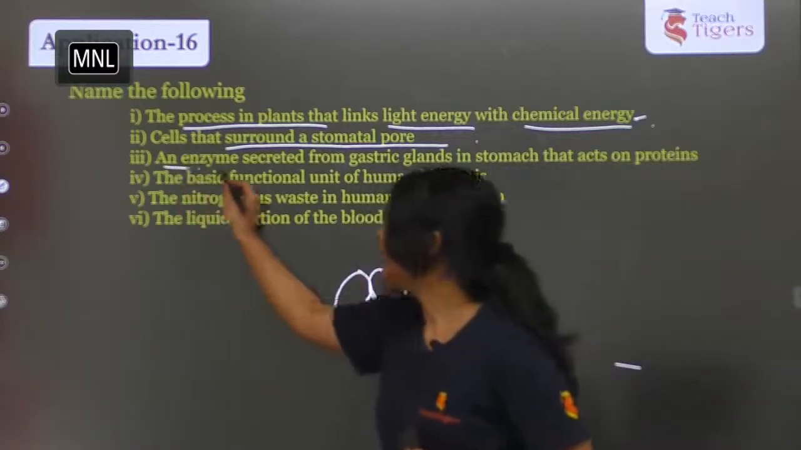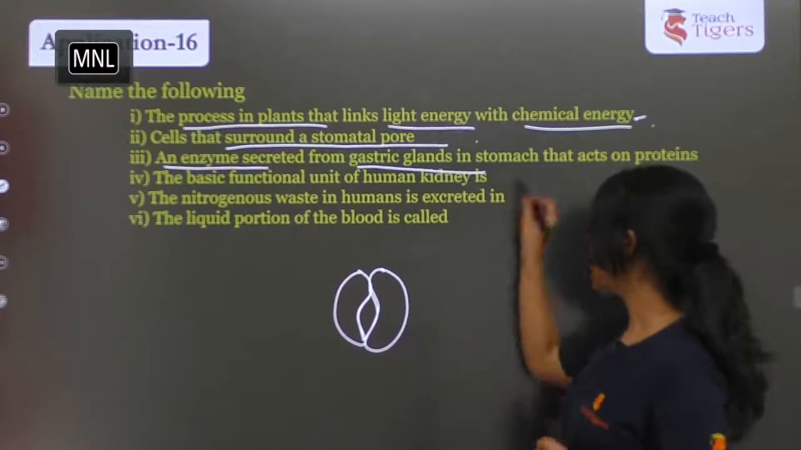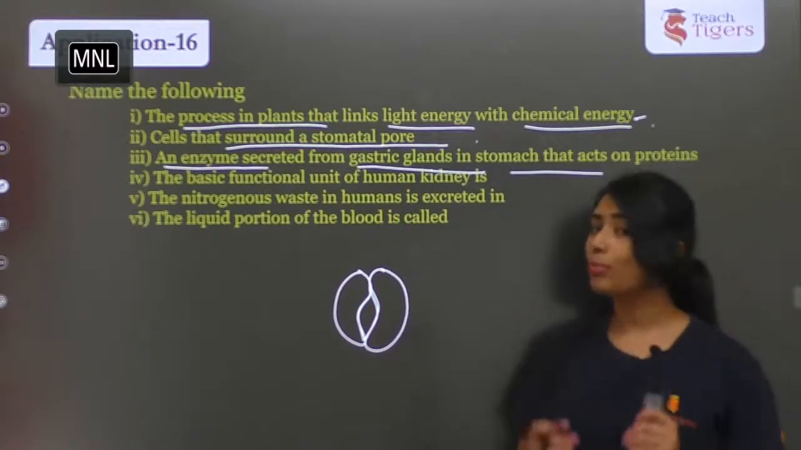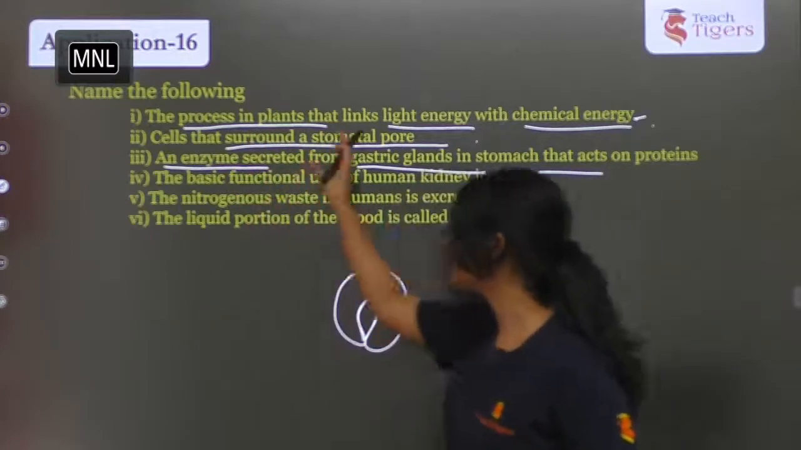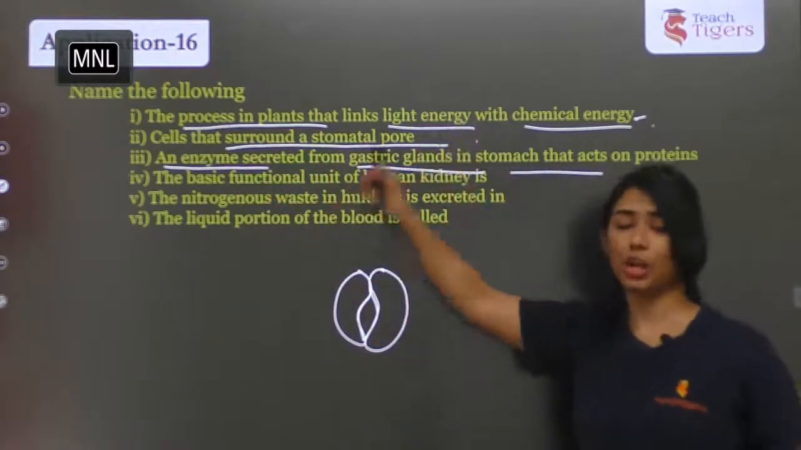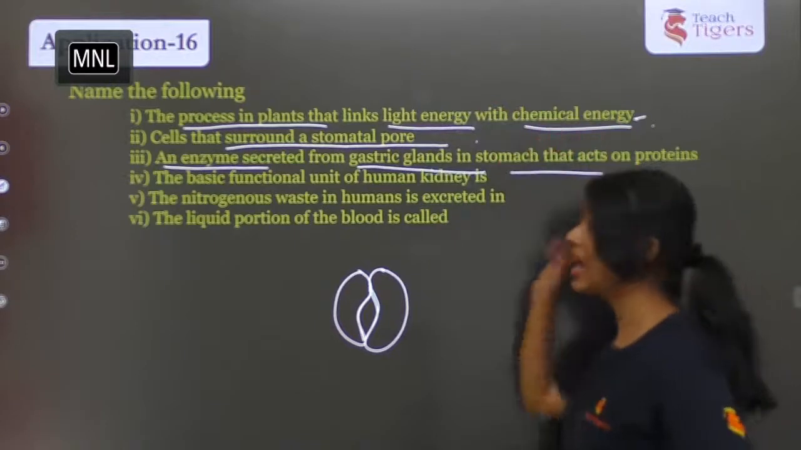Next, an enzyme secreted from gastric glands in the stomach that acts on proteins. It is pepsin. Pepsin is an enzyme which is secreted from the gastric glands present inside the stomach, and it will act upon the protein.